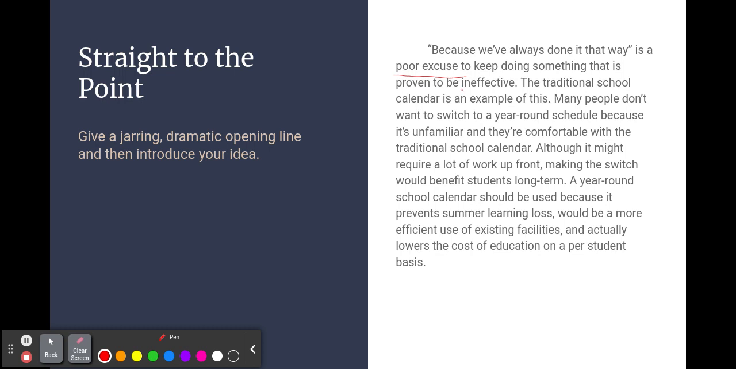But it could be taken that way. We've got these sort of harsh words in our opening sentence, so we're trying to jar our reader into seeing our point. And then we follow those up with the traditional school calendar as an example of poor and ineffective things. Okay? And again, we finish with our same thesis so you can see how it fits with many leads.